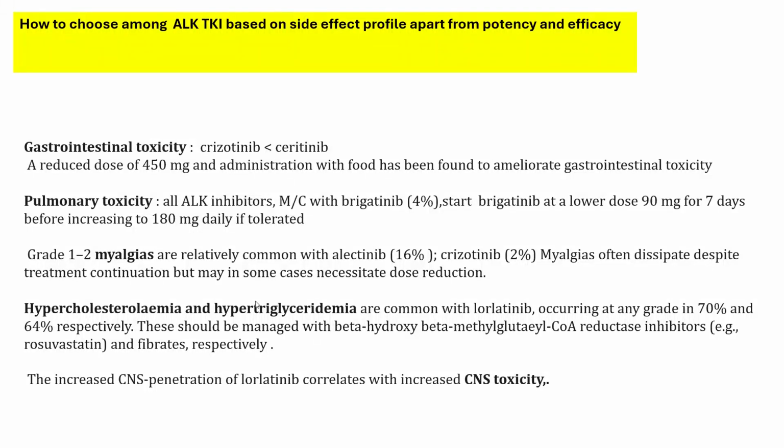GI side effects are mainly seen with crizotinib and ceritinib. With ceritinib, they are more commonly seen. I'll discuss in a further slide why GI side effects were seen more with ceritinib. Pulmonary side effects are more common with brigatinib. Grade 1 and 2 myalgias are more common with alectinib and crizotinib. Then hypercholesterolemia and hypertriglyceridemia are the major side effects for lorlatinib. Another benefit that we see with lorlatinib is the increased CNS penetration. Because of that, we see more CNS toxicity with lorlatinib.